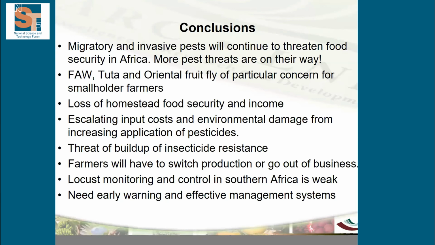This is a problem. In fact, the locust monitoring and control in Southern Africa, I consider to be weak. We're still using the same strategies and tactics we used 50 years ago. Locusts are going to get out of hand, more expensive to control, more expensive to monitor, more expensive to locate. And the next plague is coming. So we need early warning and effective management systems.